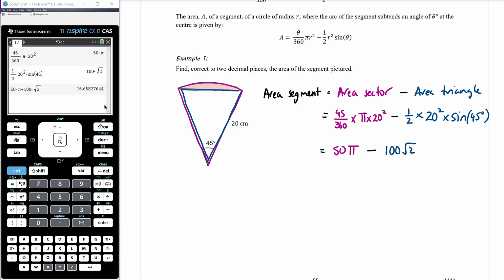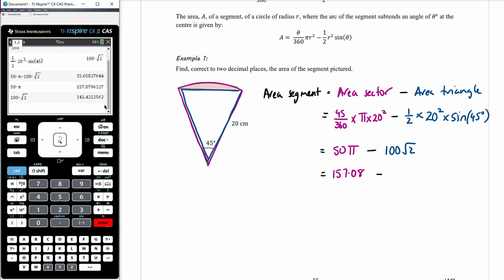Or if you want to work out those two things separately as decimals first, that's fine. But really, the sooner you just get it in your calculator and work it out. So for example, this is 157.08, and the area of the triangle, which was 100 root 2, is 141.42, and so those two things, when we subtract them, is what I've already done up there.